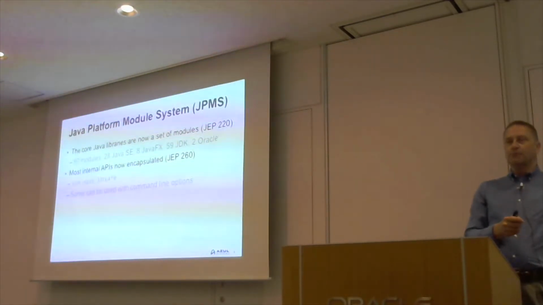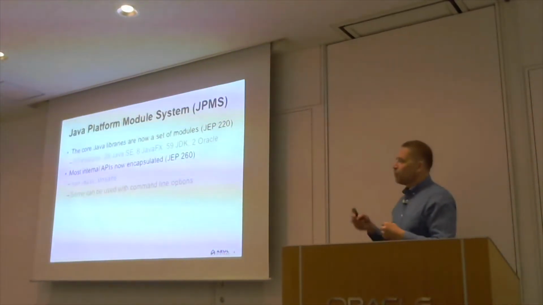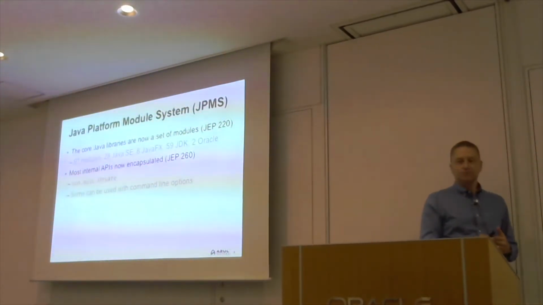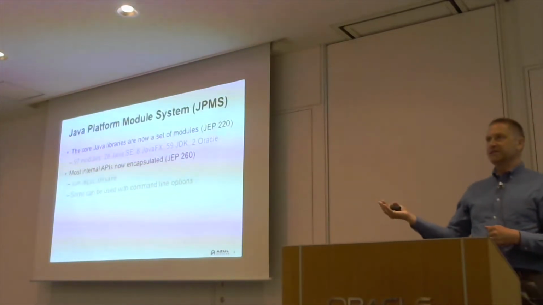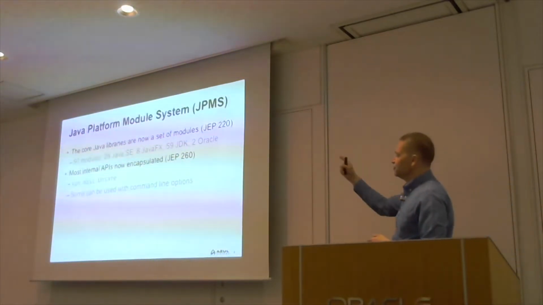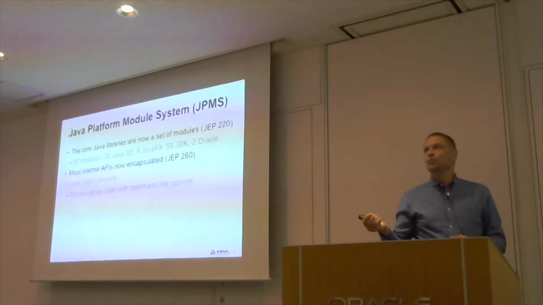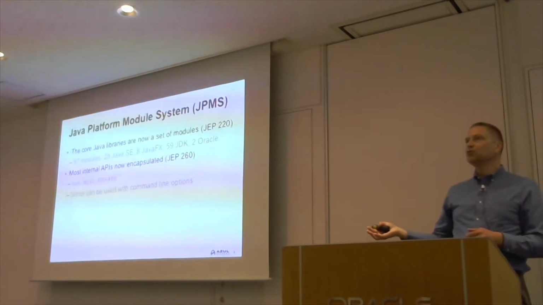Make it smaller, more compact, much easier to deploy and so on. So we end up with 97 modules. There are 28 for Java SE, which is the Java standard. In the Oracle JDK, there's also JavaFX, there's 8 of those. And there are 59 which are JDK-specific modules.